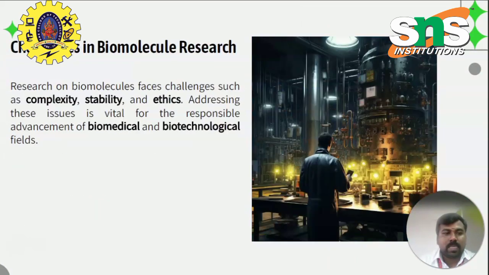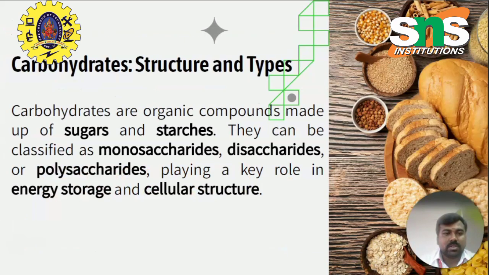Carbohydrates are one of the biomolecules. Carbohydrates are organic compounds made up of sugars and starch, for example glucose, C6H12O6. They can be classified as monosaccharides, disaccharides and polysaccharides, playing a key role in energy storage and cellular structures. They are chemical compounds composed of carbon, hydrogen and oxygen, typically with hydrogen and oxygen in the atom ratio of 2:1. An example of a carbohydrate is glucose.